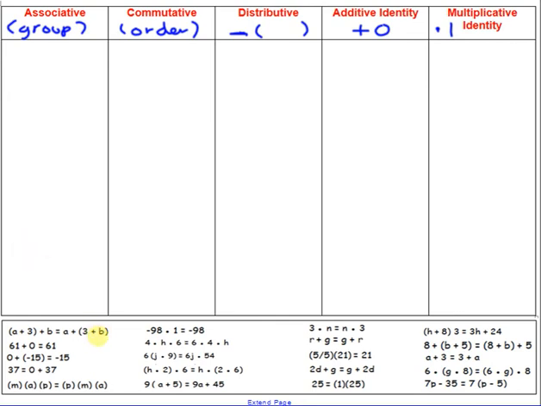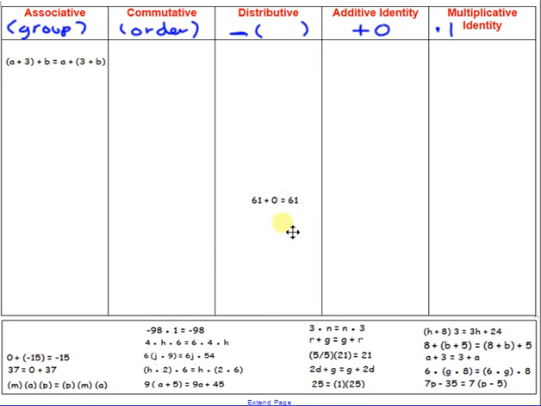Okay, so the first one, let's try that again. The first one that I have here is (a + 3) + b = a + (3 + b). So what I notice is that they're in the same order, but the parentheses are different. They're grouped differently. So that's going to go under associative.